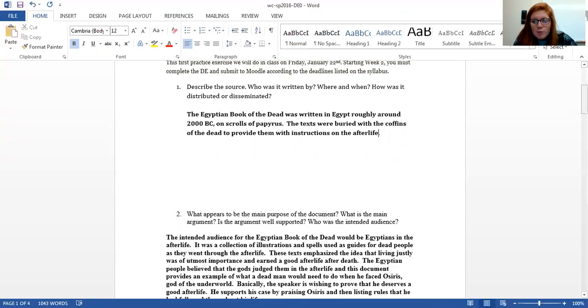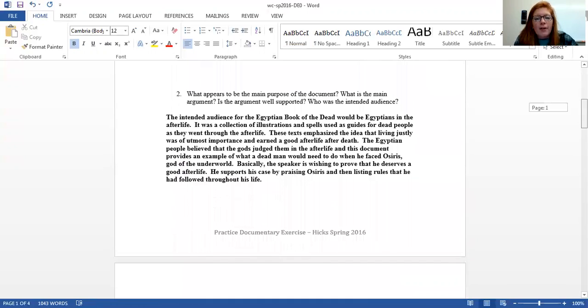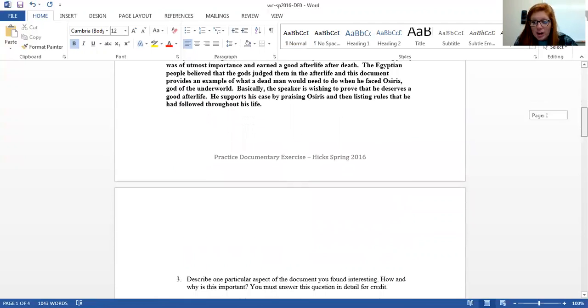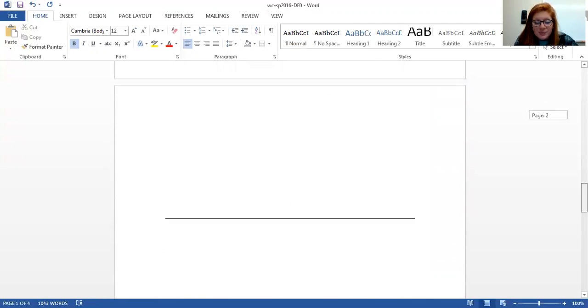So the next question involves a little bit more analysis on your part. The questions are, what are the main purposes of the document? What's the argument? Is the argument well supported? And who is the intended audience? So read those questions first, and then go into reading your document with that in mind, basically.